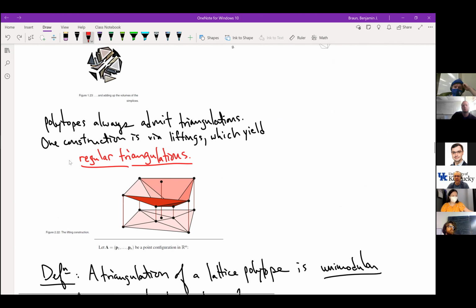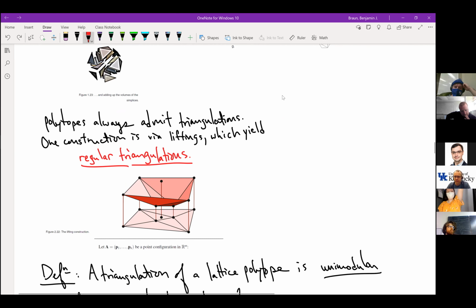So one question that you might have is, well, can we always triangulate a polytope? And the answer is yes, polytopes always admit triangulations. One standard way to prove that every polytope admits a triangulation is to use what are called liftings, and those yield regular triangulations. Just for example, this picture is from the triangulations book. Pretend that you had some quadrilateral where the corners were lattice points and then you had 3 other lattice points inside.